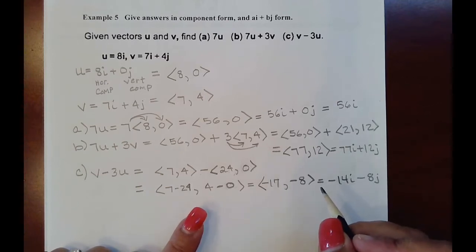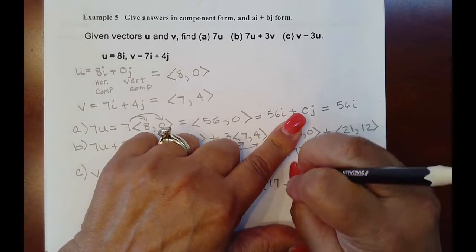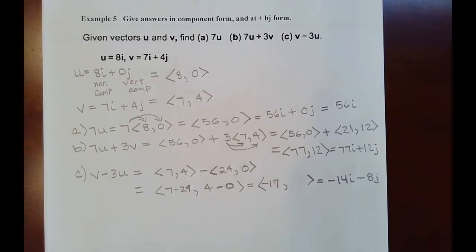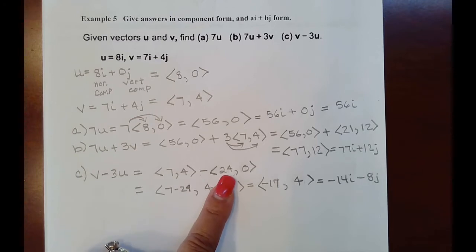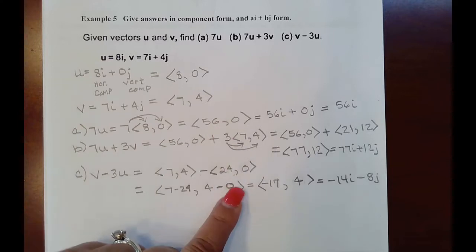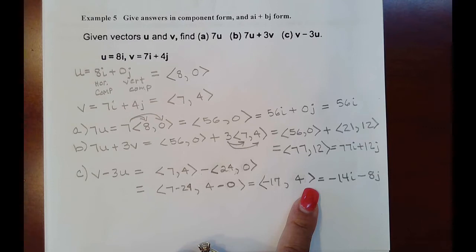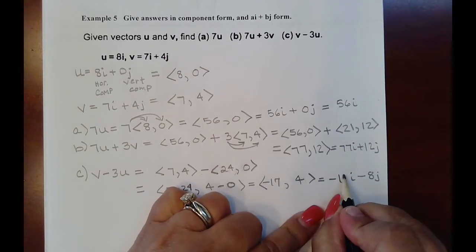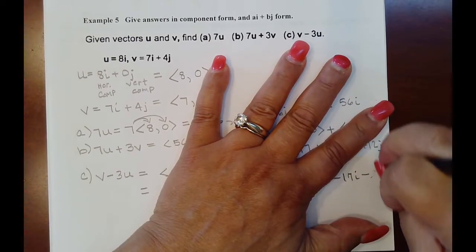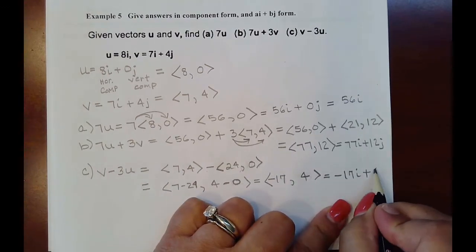And 4 take away 0, you're going to get 4. Needed to fix that right there. Okay, so once again, this was v right here, 7, 4, and then I was supposed to go 3 times u, and 3 times u was 24, 0, and I was taking one and subtracting the other. 7 minus 24 was negative 17. 4 take away 0 was 4. And so this final answer can be written as negative 17i plus 4j.